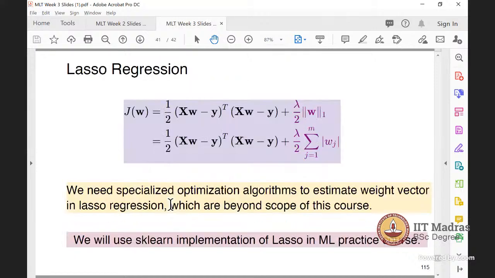Now we come to lasso regression. Since the lasso function is not differentiable, we have to use methods other than gradient descent to optimize it, which is out of the scope of this course. In the ML Practices course, we are going to use lasso quite easily because those optimization procedures are already implemented in scikit-learn. We can take advantage of that.